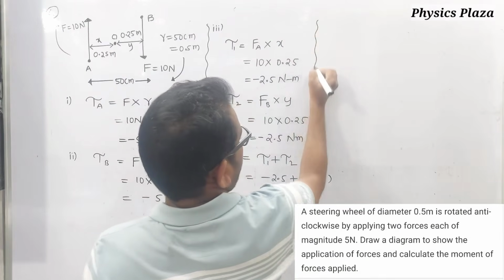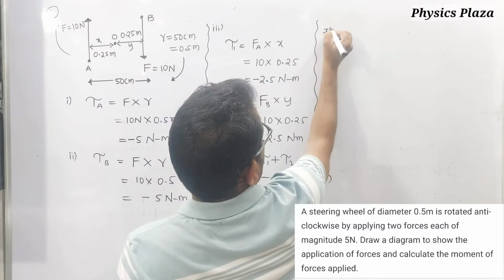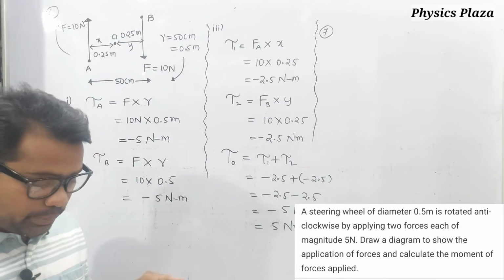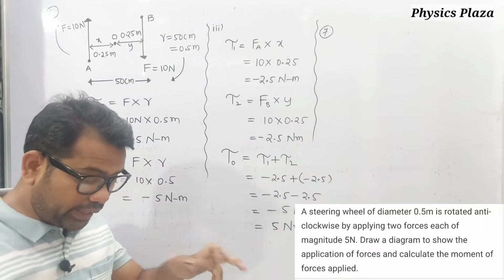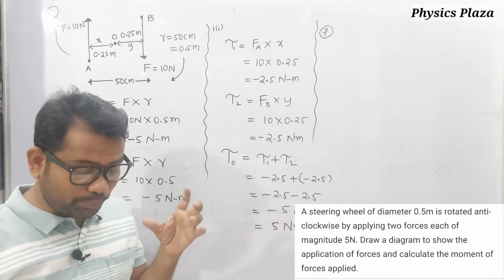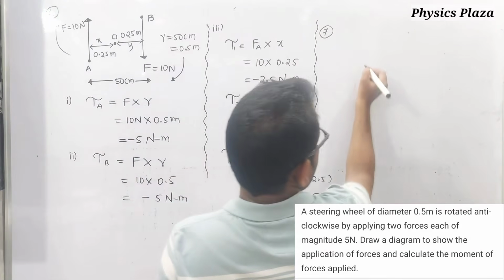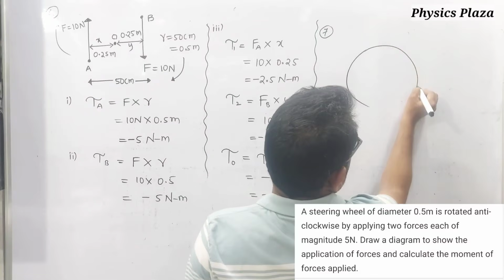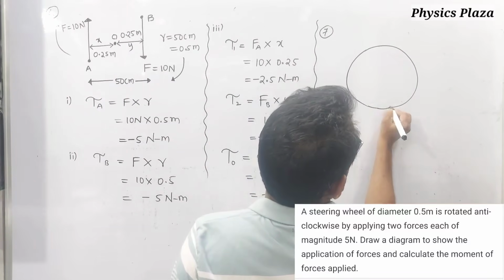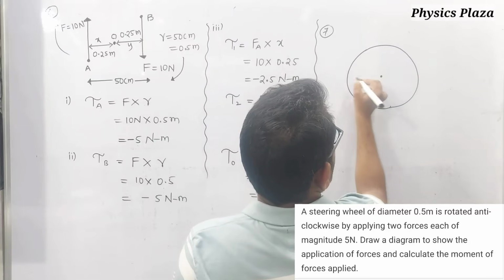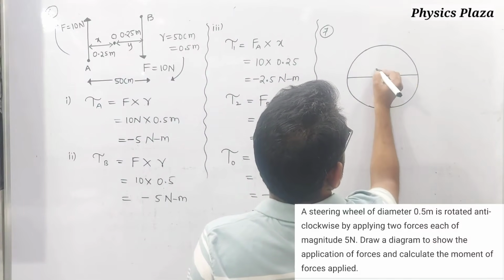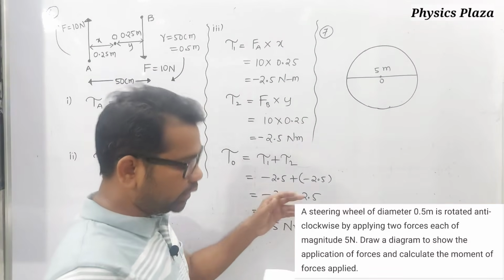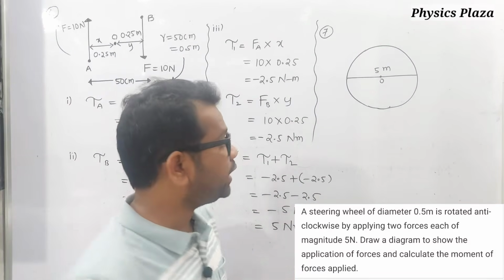Fine, children. Here, let us see the seventh numerical. As per the numerical, it is given that a steering wheel of diameter 0.5 meter is rotated anti-clockwise by applying two forces, each of magnitude 5 newtons. So, let us take a steering wheel. Steering wheel means let us take a circle only. We are not going to draw exactly a steering wheel. Fine. Let us say its diameter, they are saying, is 0.5 meter at this point O. To make it rotate in the anti-clockwise direction, how should the two forces act?